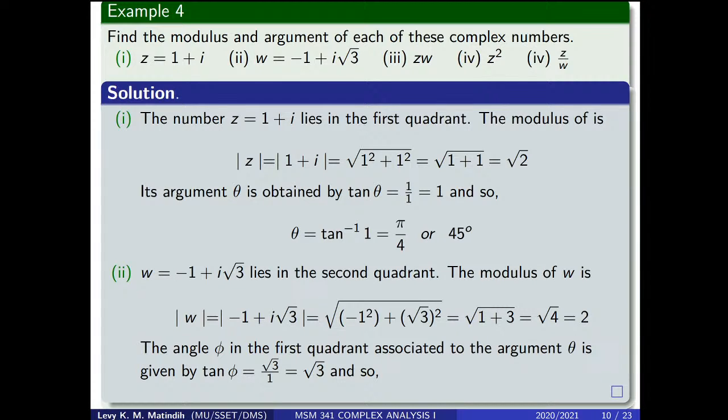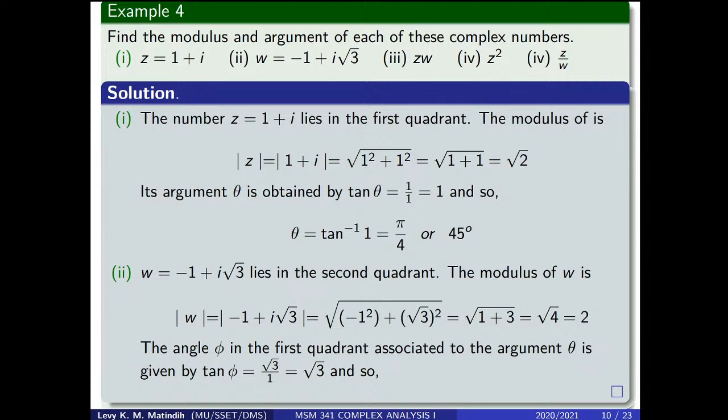The first one is z equal to 1 plus i. The second one is w, which is equal to -1 plus i square root of 3. The third one is zw. The fourth one is the square of z. The fifth one is z over w. In short, we are just going to look at the third one, because the first and the second we can handle as in the previous examples.